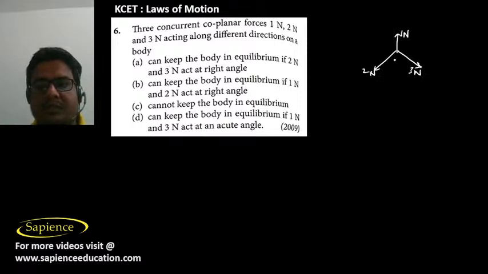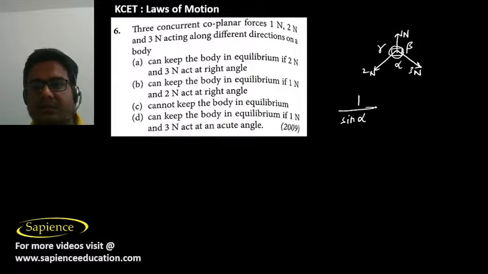We have to apply the sine rule. That is, if this angle is alpha, this angle is beta, and this angle is gamma, then these three forces are passing through the same point and acting on a single body in different directions. So now I can tell 1 by sine alpha is equal to 2 by sine beta, that is equal to 3 by sine gamma.